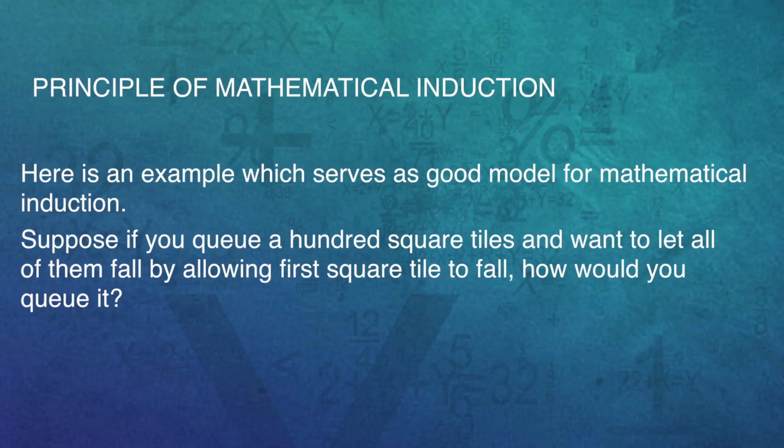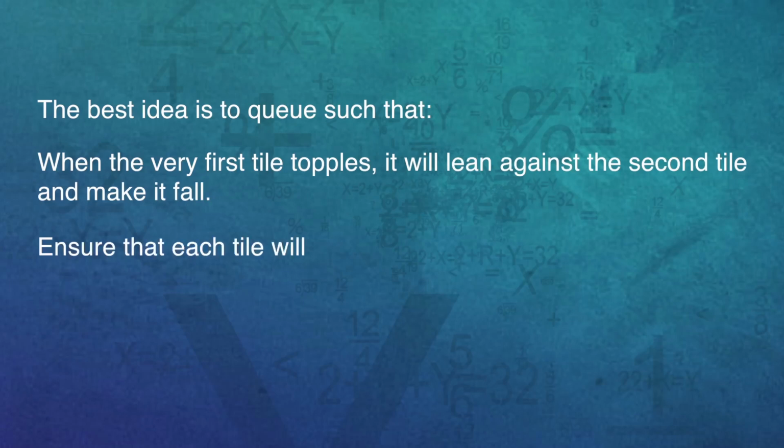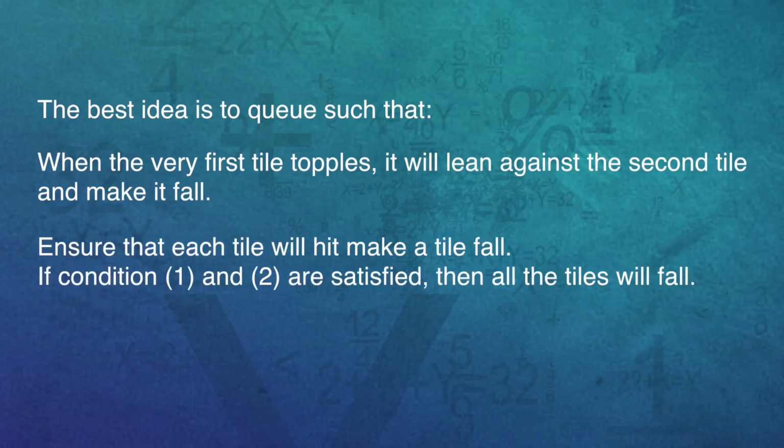Suppose you queue 100 square tiles and want all of them to fall by allowing the first square tile to fall, how would you queue it? The best idea is to queue such that when the very first tile topples, it leans against the second tile and makes it fall. Ensure that each tile will make the next tile fall. If condition 1 and condition 2 are satisfied, then all the tiles will fall, right?